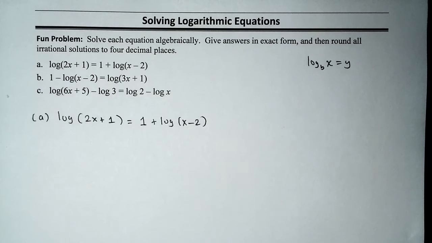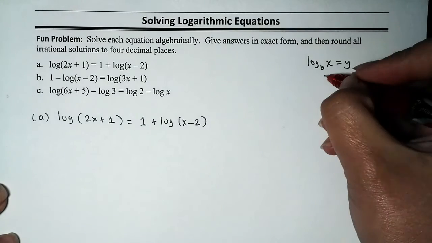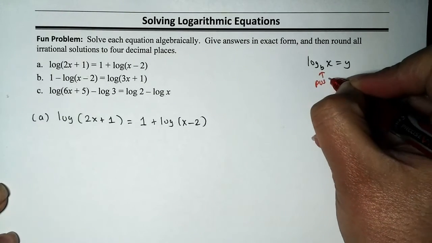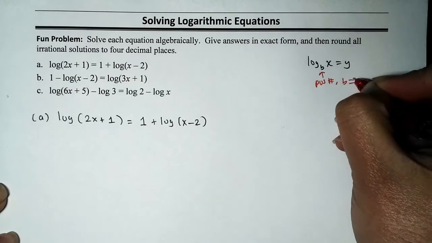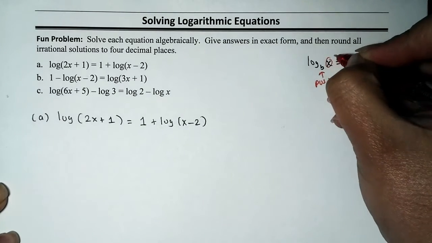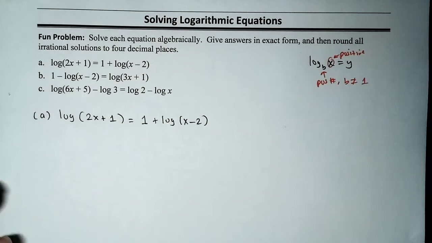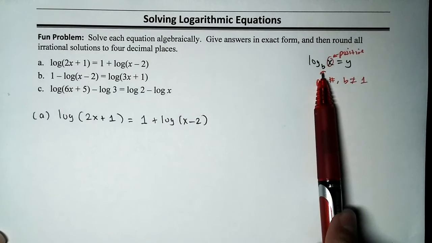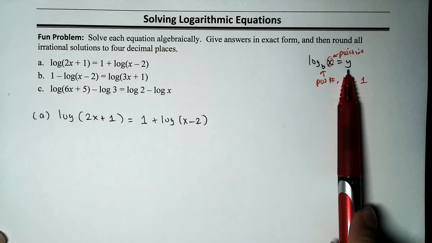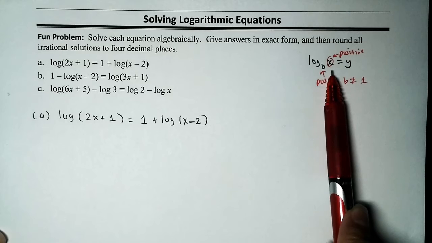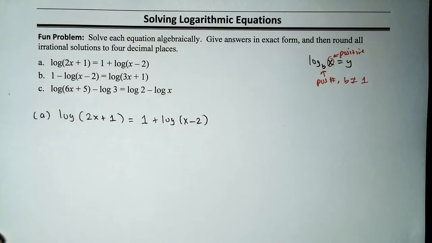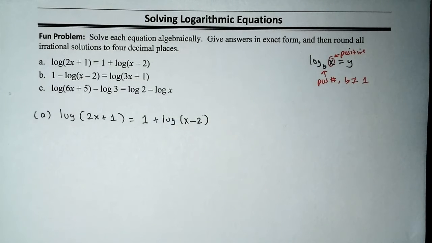A few housekeeping rules. The base has to be a positive number with the exception of 1, and the argument also has to be positive. And again, it's not because the book said so. It's just for math. Any positive number raised to any power, whether positive or negative exponent, is always going to yield a positive number. All right, cool. So let's go ahead and start problem A.